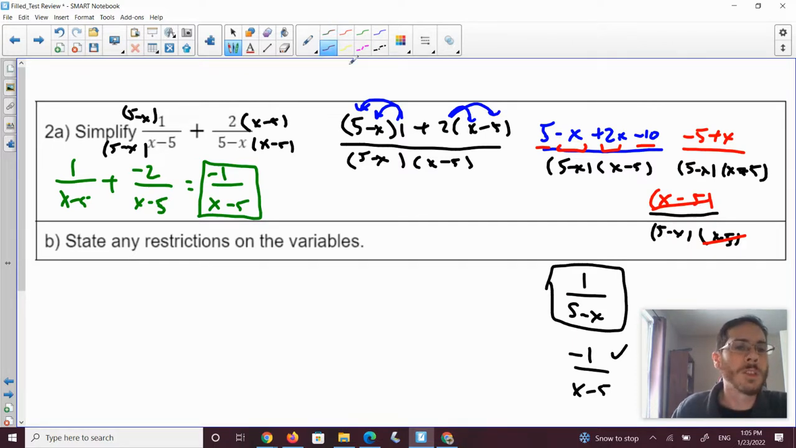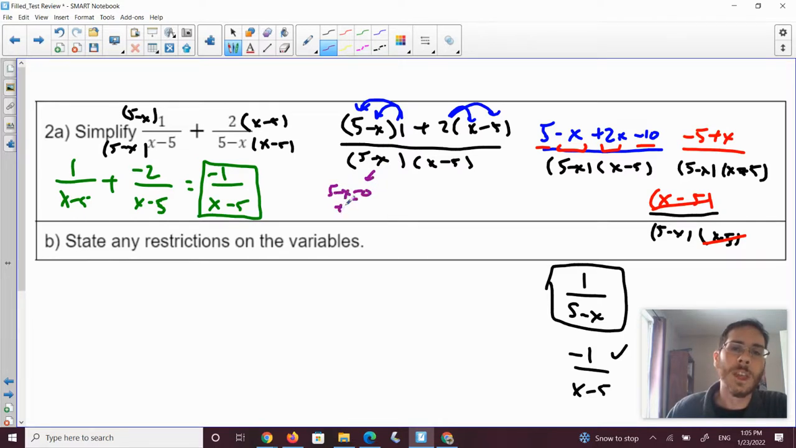And then for part B, we have to state any restrictions on the variables. So again, we need to go back to the original, or this one over here, and we're going to set each of the denominators equal to 0. So again, I could do that either from the original. So if I just want to use the trick, I can just come right over here and use the original one to solve it. If I don't use the trick, I can use this one over here. I'm going to use this one because there's a little bit more space to just write it.